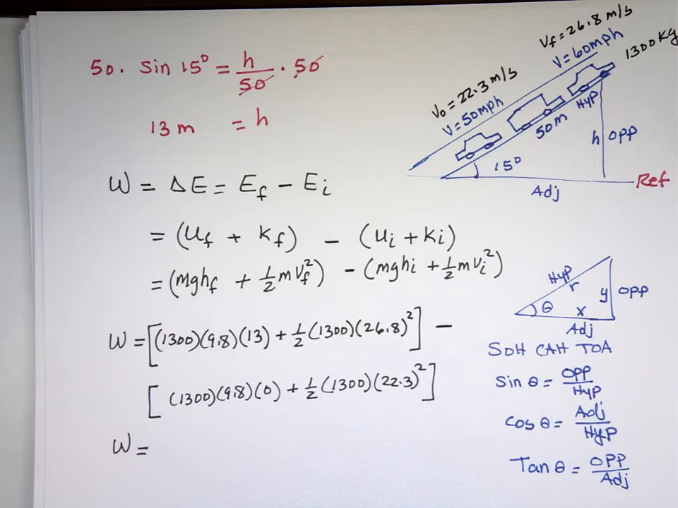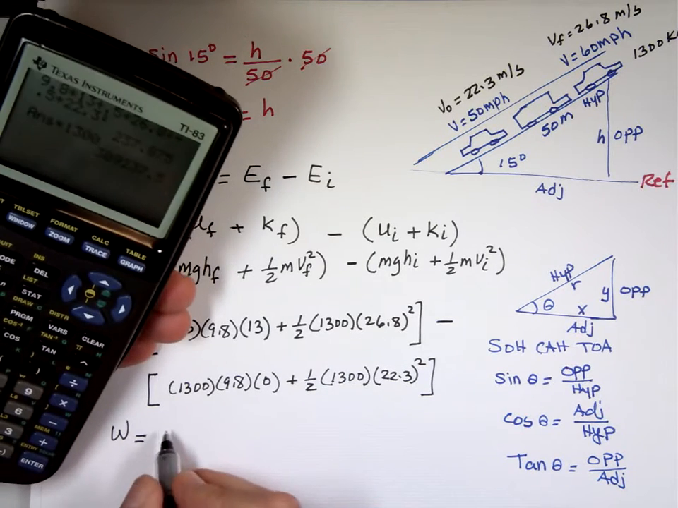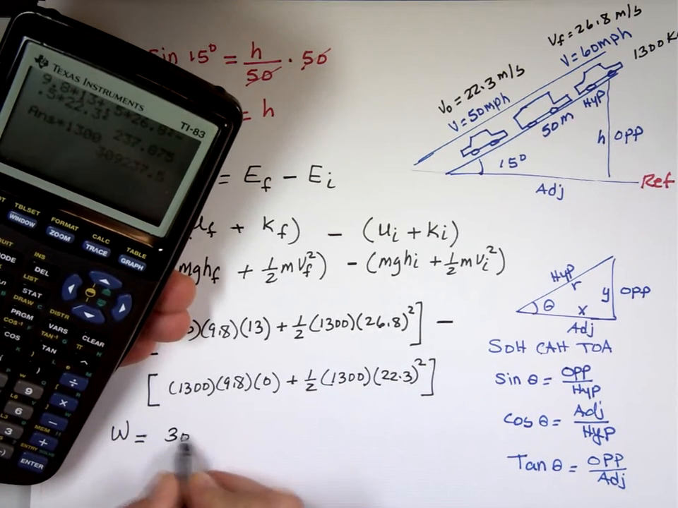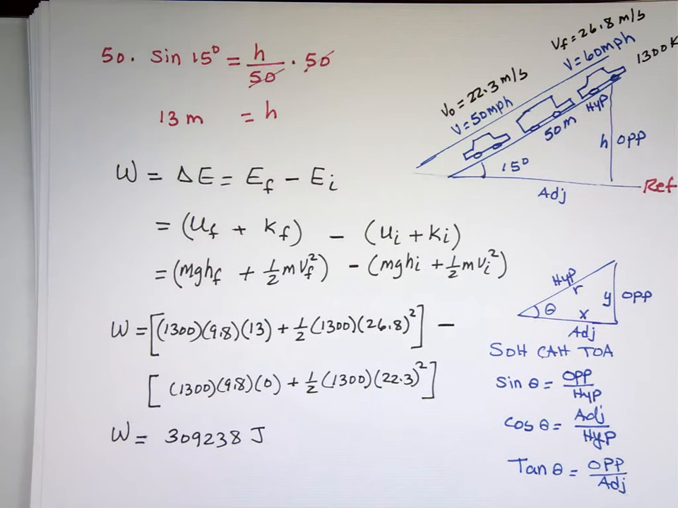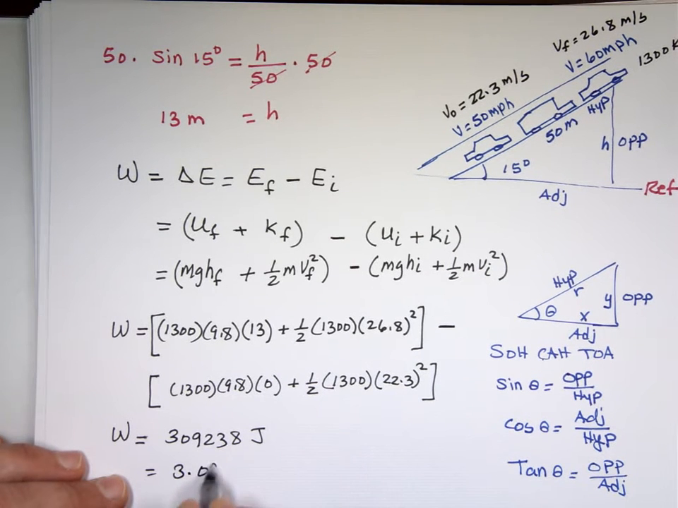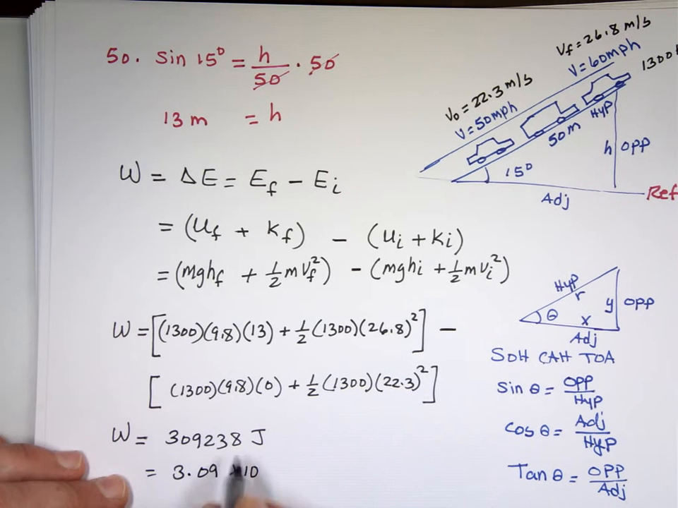If I push all the right buttons on my calculator, my final answer is 309,238 joules. Or to 3 significant digits, that'll be what? 3.09 times 10 to the power 1, 2, 3, 4, 5.